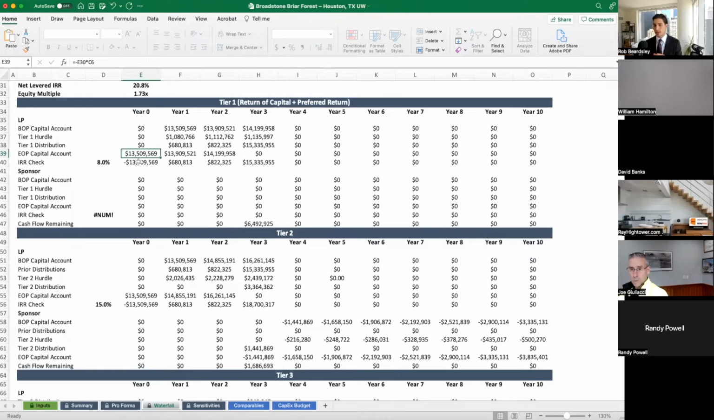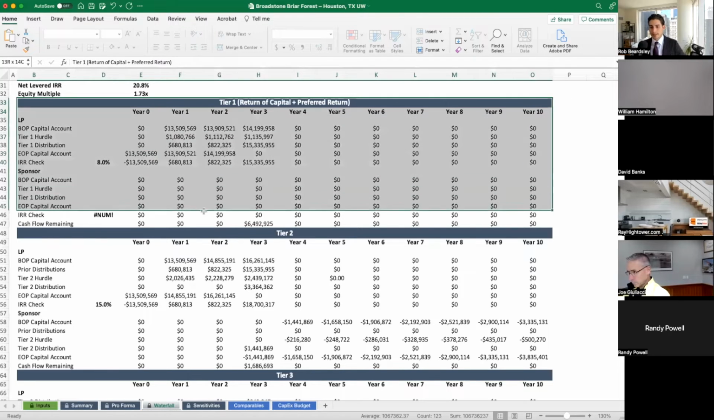Let's say you were cash flowing at 8% or above, and then you did a refi, and that refi was 100% cash out. You're able to return all the original capital back to investors. That would actually meet this tier 1 hurdle. And that's a pretty neat situation because every dollar of cash flow that the deal continues to produce post refi would be split 70-30.